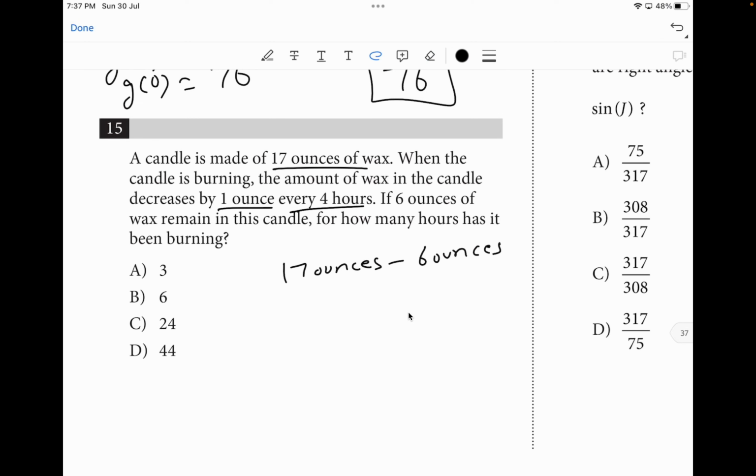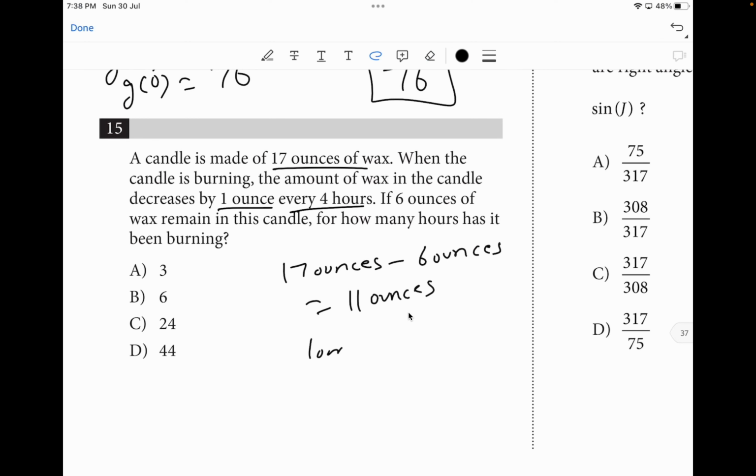So the candle is made of 17 ounces. So we can see that there are 17 ounces. So 17 minus 6 is going to give you 11 ounces. Okay? This means that the candle loses 11 ounces of wax during that period of time. Now it's given to us that the amount of wax decreases by 1 ounce every 4 hours. So if H represents the number of hours that the candle has been burning, we can write it down like this.